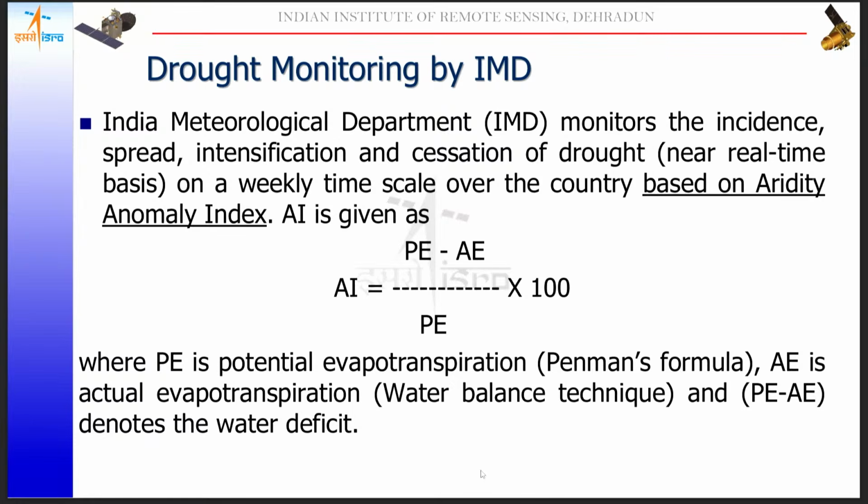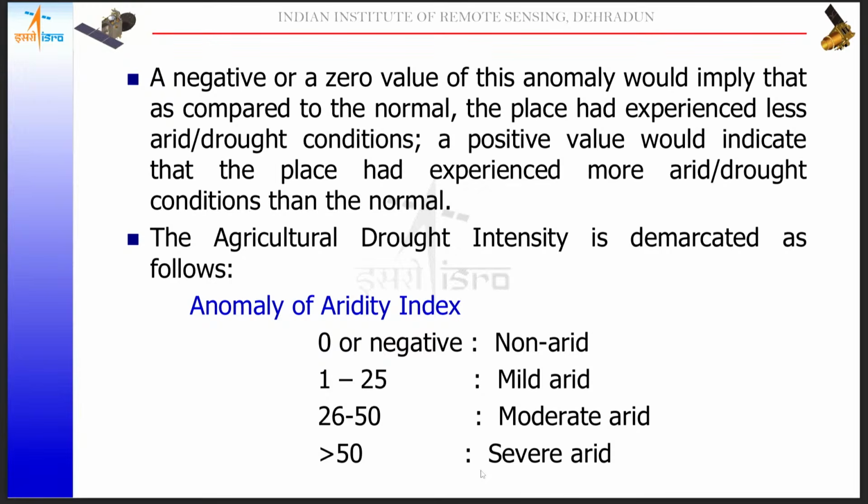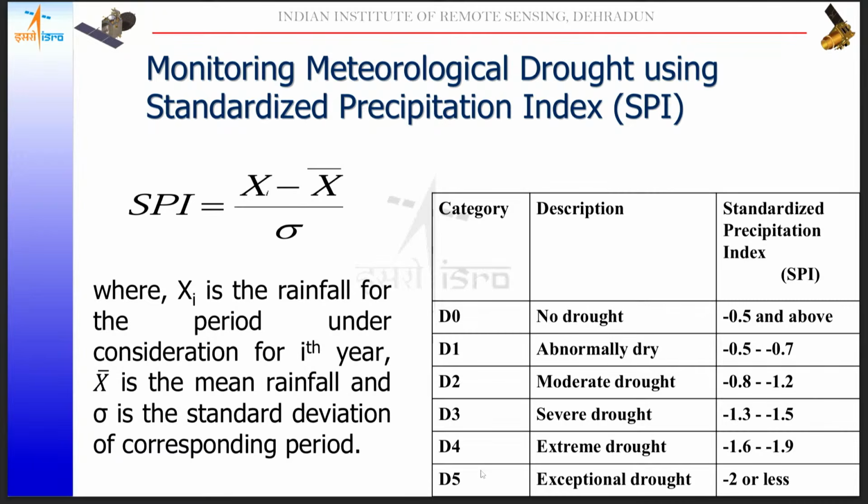And when the potential evaporation is calculated on the basis of an annual formula, and actual evaporation is calculated on the basis of the water balance technique. If the values are on the negative side or 0, this is a normal or non-arid condition. If the values are on the positive side, and as it increases from the positive side, aridity conditions may increase. If the value is between 1 to 25, the condition is defined as mild arid, then 26 to 50 is moderate arid, and more than 50 defines severe arid conditions as per the particular classification.